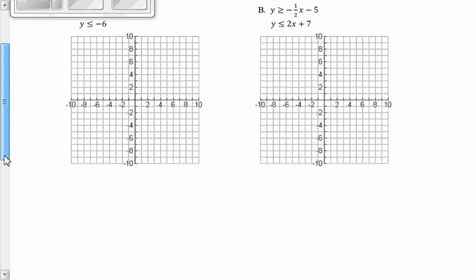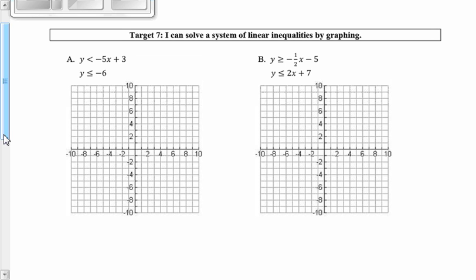And for our last target here, we're going to graph our linear inequalities. So let's start with our top equation. So y is less than negative 5x plus 3. So here's 3. And then we have a slope of negative 5. And then this is going to be a dotted line. Don't forget that step, that it has to be dotted because it's not equal to. For the shading, it says y is less than, so we're going to shade under this line.